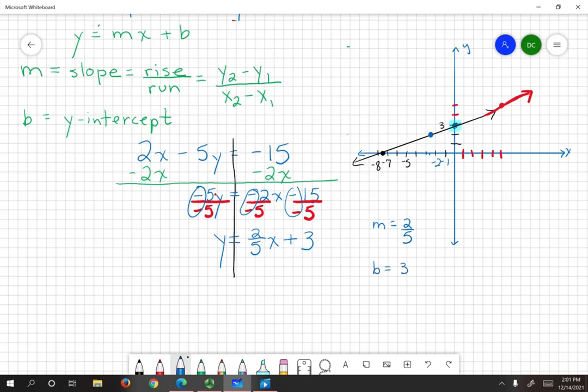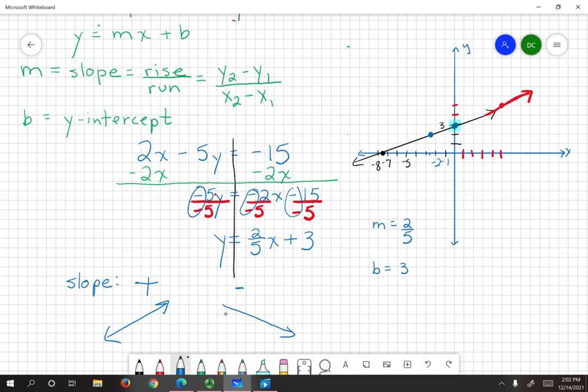We already talked about this y-intercept. On the y-axis, I go up positive 3, and there it is. Bingo. Let's talk about the slope. For a slope, if it is positive, I know that my line is going to go up to the right. A positive slope means it goes up from left to right. A negative slope means it goes down from left to right.